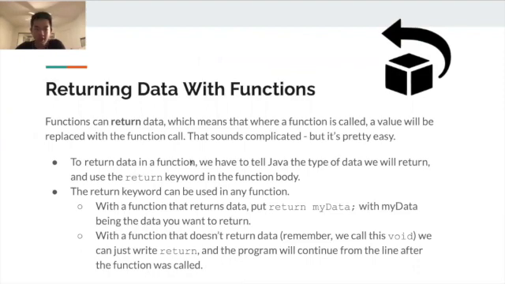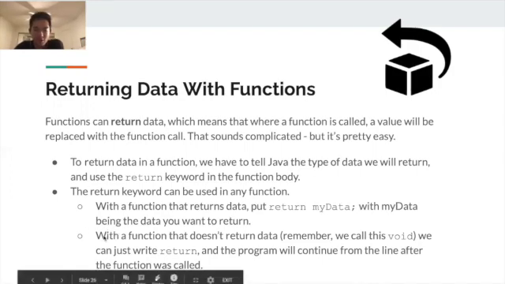So to return data in a function, we have to tell Java the type of data we will return, and then use the return keyword in the function body. We're going to go over this in Eclipse in a second, but let's keep reading. The return keyword can be used in any function. So with a function that returns data, like int, String, boolean, double, anything, we can do return myData, and myData is the name of the variable that you want to return. You don't have to return a variable. You can just do return 3, but then it's always just going to return 3.